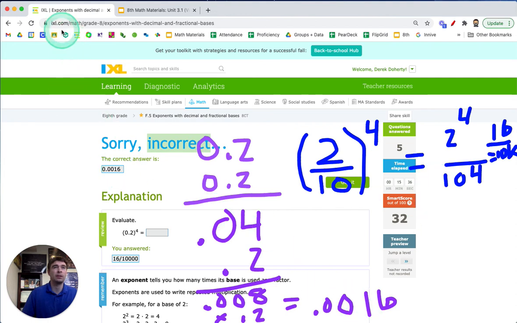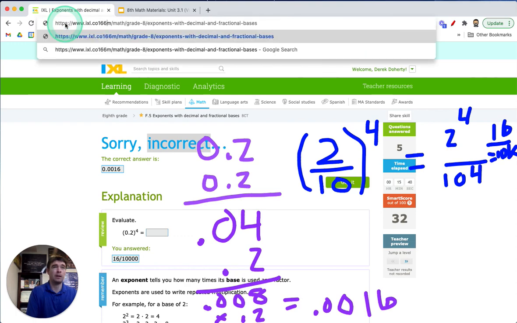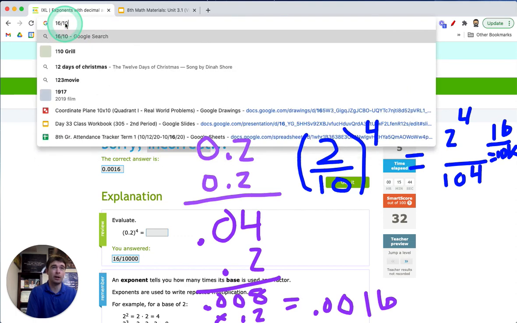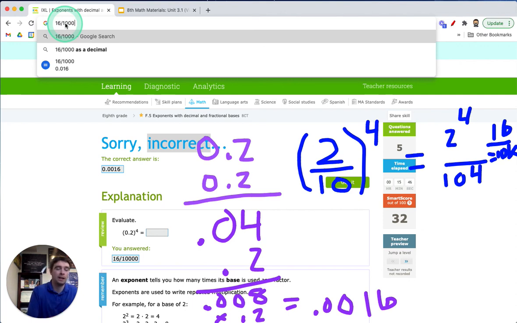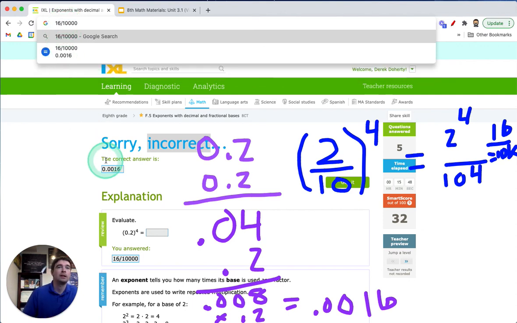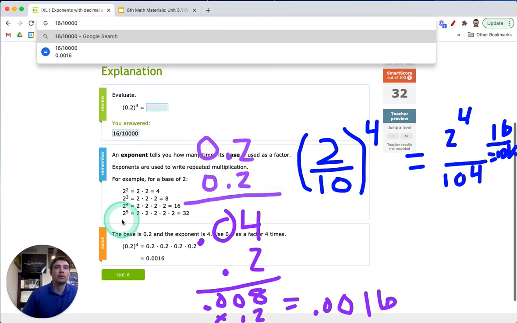If I did do 16 divided by 10,000, I'd be okay there, but it does look like here for IXL, if they give you the decimals, they're not going to be nice. They don't let you put your answer in as a fraction. If it started as a decimal, they make you put the answer in as a decimal. So you see here some of their proof, their explanation, how they did 0.2 times 0.2 times 0.2 times 0.2, and they get to 0.0016, just like I had. But be careful, if they're giving you a decimal base, they want a decimal answer, not the fraction.